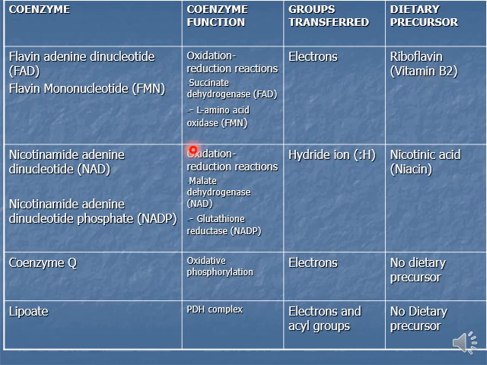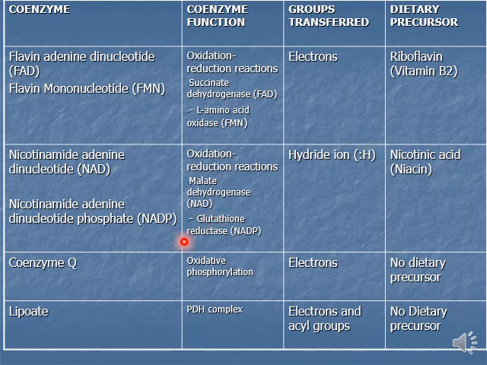Next is nicotinamide adenine dinucleotide or NAD and nicotinamide adenine dinucleotide phosphate or NADP. They also help in oxidation reduction reactions. Examples are malate dehydrogenase, coenzyme is NAD, and glutathione reductase, coenzyme is NADP. They transfer hydride ion and their dietary precursor is nicotinic acid or niacin or vitamin B3.